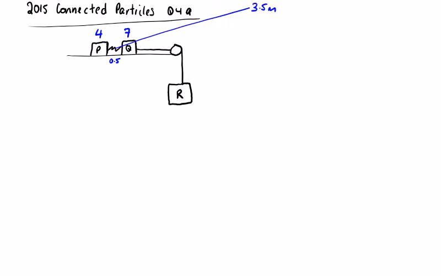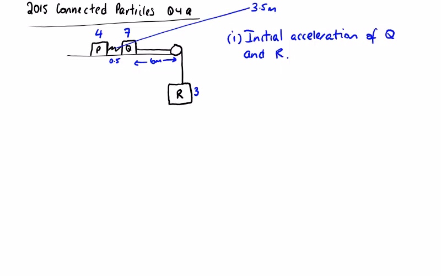Q is 6 meters from the edge of the table, 6 meters in here to the edge of the table. And it's connected to a particle R, which is of mass 3 kilos, and it's hanging freely by a taut, light, inextensible string passing over a light, smooth pulley. The system is released from rest. Find firstly the initial acceleration of Q and R.